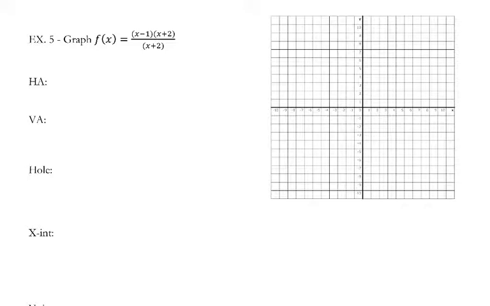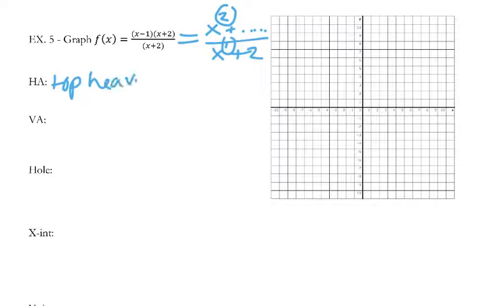Now we're moving on to example 5. Horizontal asymptote. I'm going to have to think about multiplying this out. If I multiplied out the numerator, I would have x squared plus 2x and some other things. I don't need to worry about that for the horizontal asymptote though. I just need the first term so I know the degree. Here the numerator has a degree of 2. In the denominator I have x plus 2, so my degree is 1. That means this function is top heavy, so there is no horizontal asymptote. It has an oblique or slant asymptote instead.